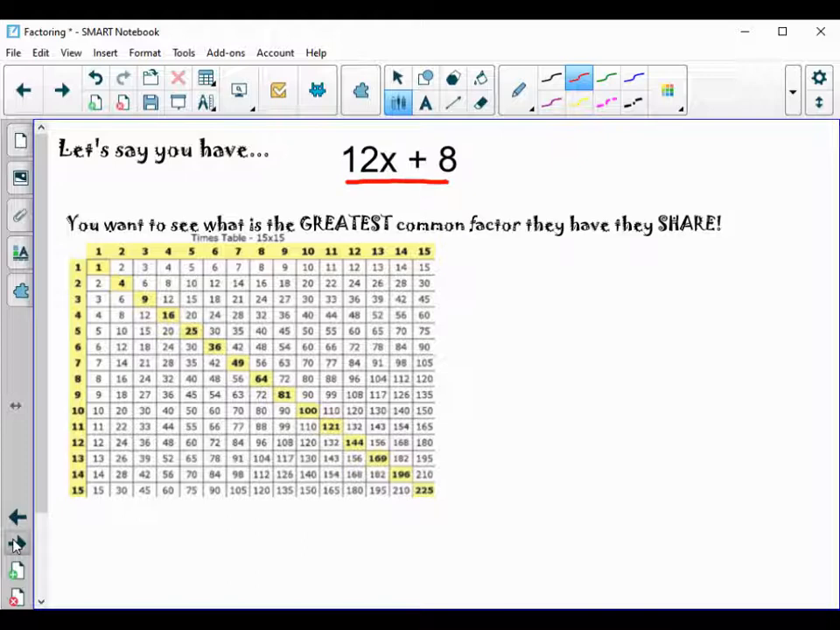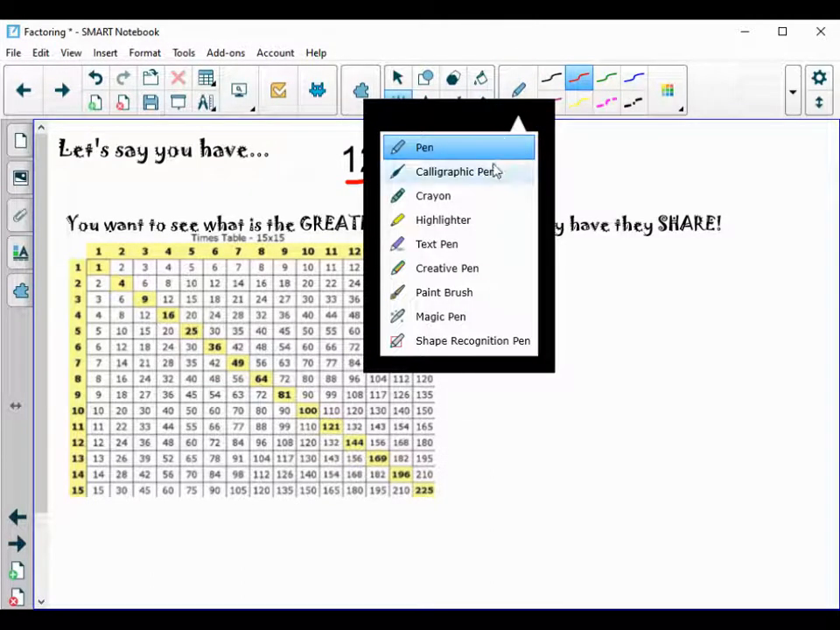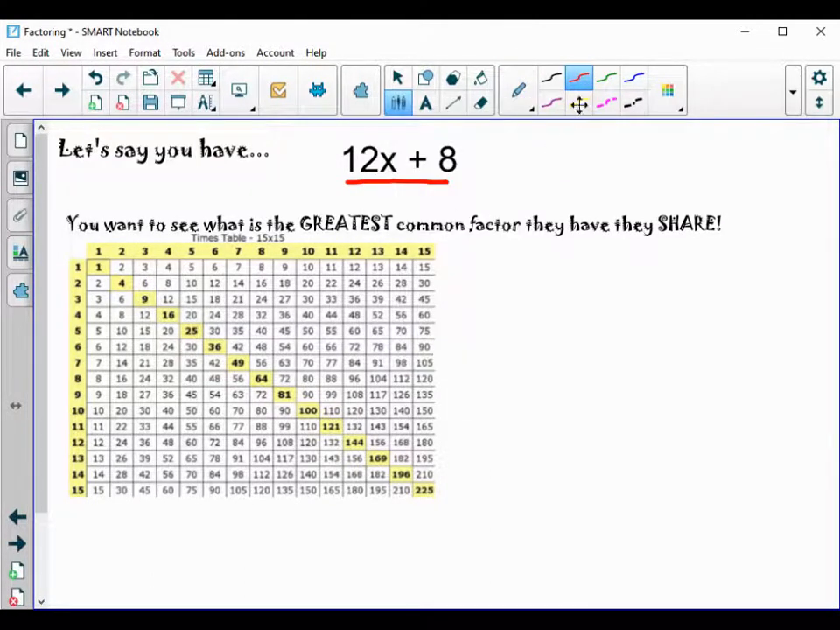So what you do is you're going to use a multiplication chart, or you may already know your facts by heart, and you're going to try to figure out what is the greatest common factor that these two numbers have in common, 12 and 8. So what you do is you look on the inside, and you're going to highlight or see where 12 and 8 is. So here's a 12, here's an 8. Okay, so that factor is 1.